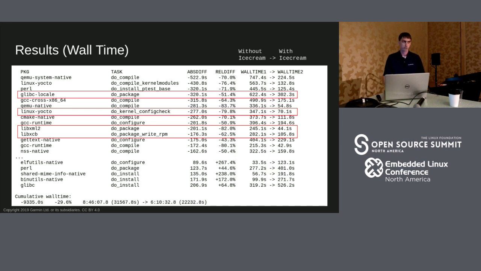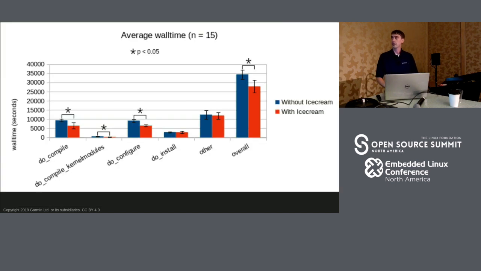And if you recall, the CPU time was very close to zero. So did the wall time change? To try and answer that question, we can again look at the average total wall time over those 15 builds. Again here, you can see that the do compile kernel modules, do configure, and overall differences are statistically significant. However, there's too much variance in do install and the other tasks, which means we can't say if any difference in them was the result of Icecream.